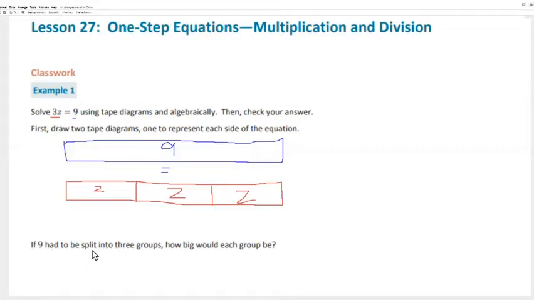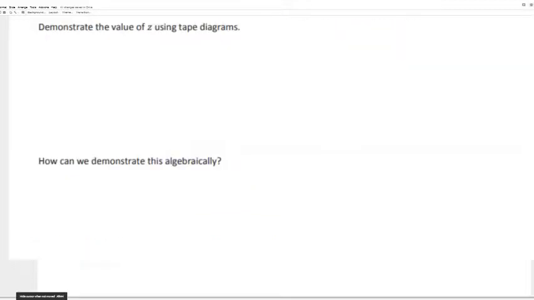If 9 had been split into 3 groups, like it has here, how much would each group be? So if this is being broken up into 3 equal groups, what would each of these z's be? Well, it would be 3. Why? Because 3 plus 3 plus 3 equals 9, or 3 times 3 equals 9. So z has to be represented by 3. Now I'm going to go ahead and write it as a solution. Remember, this is how we write a solution: z is equal to 3, because each of these groups would have to be a 3.